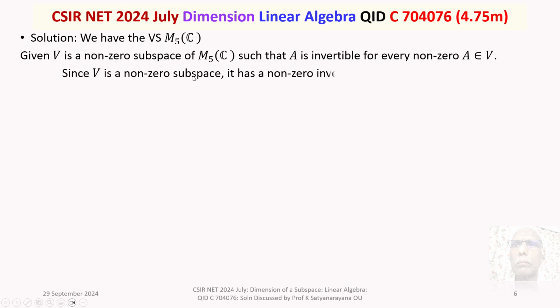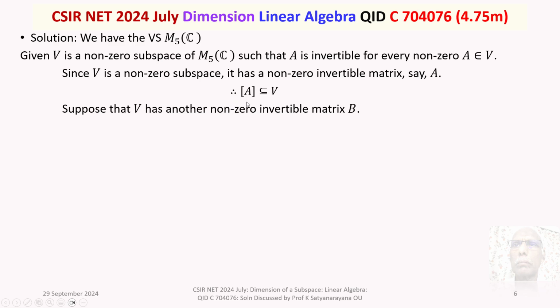Since V is a non-zero subspace, by definition it has a non-zero invertible matrix, let's call it A. Then the linear span of A is a subspace of V. Suppose that V has another non-zero invertible matrix B. So who can be B? That's our question.